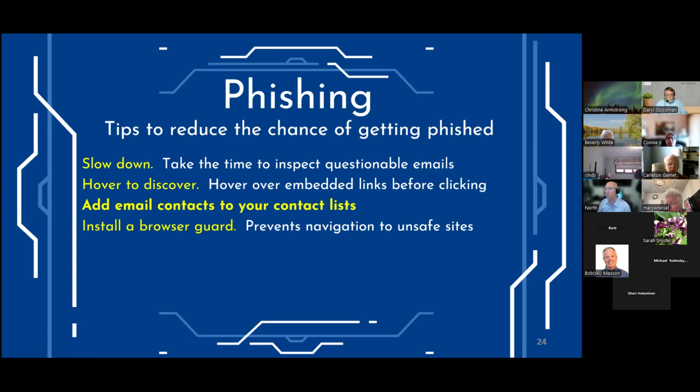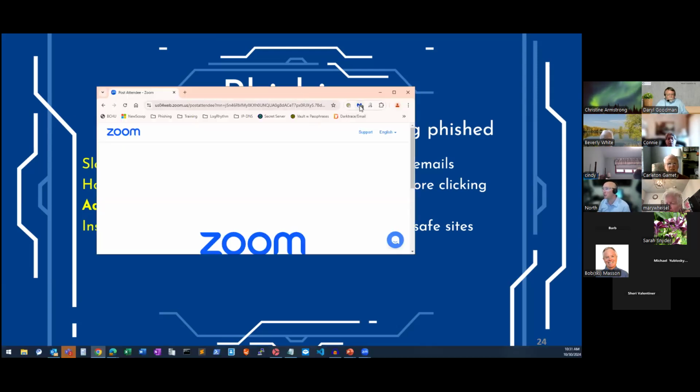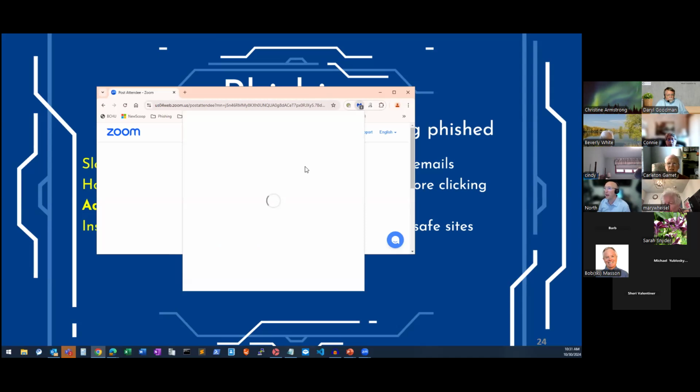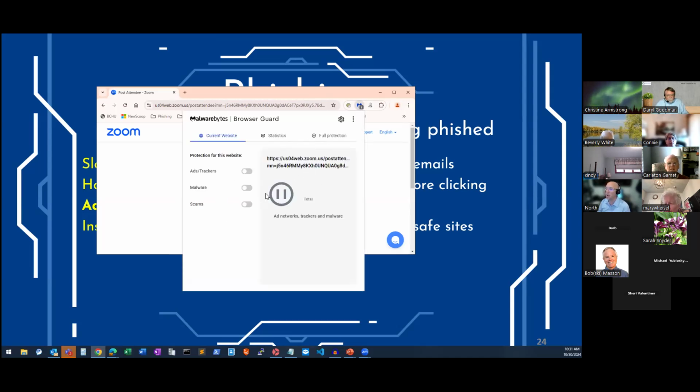And all it is, I'm going to show you what this looks like, is it's just a little extension that you add into your browser that just lives there and it monitors. Let's see if it's going to load up here for me. It's loading. Wonderful. It monitors against ads. It monitors against malware and scams.